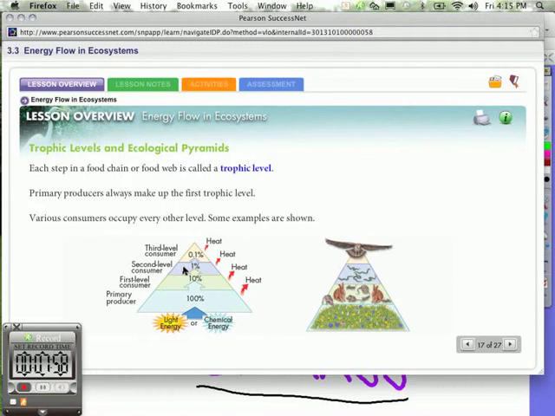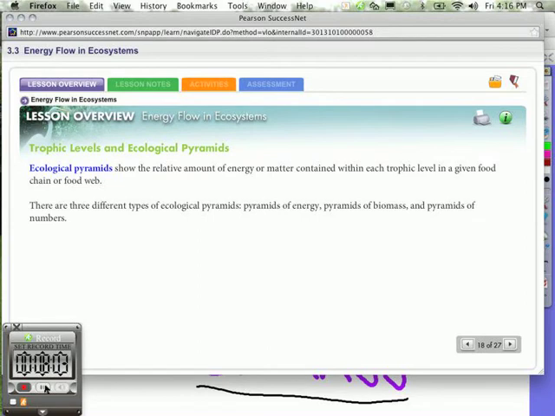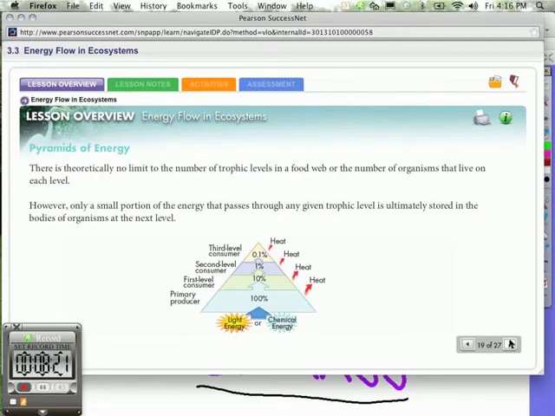So ecological pyramids show the relative amount of energy or matter contained within each trophic level in a given food chain or food web. There are 3 different types of ecological pyramids: pyramids of energy, pyramids of biomass, and pyramids of numbers. There is theoretically no limit to the number of trophic levels in a food web or the number of organisms that live on each level.